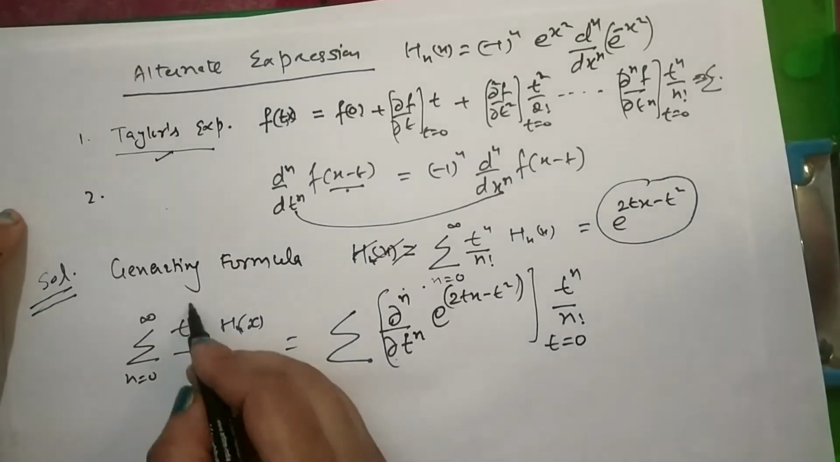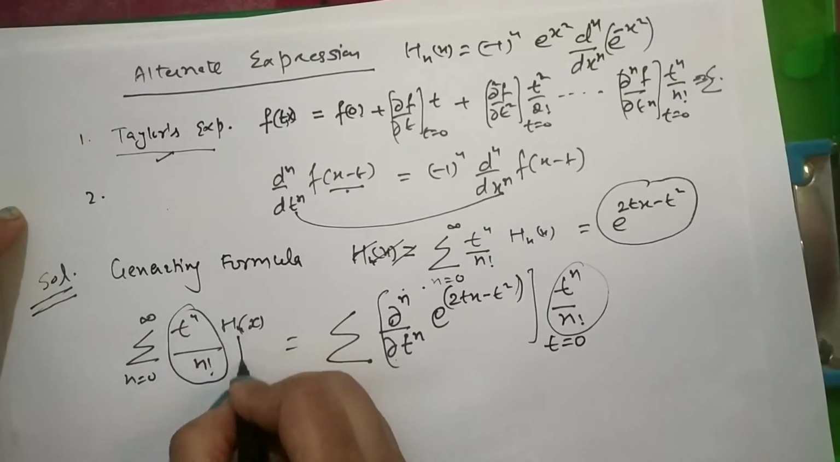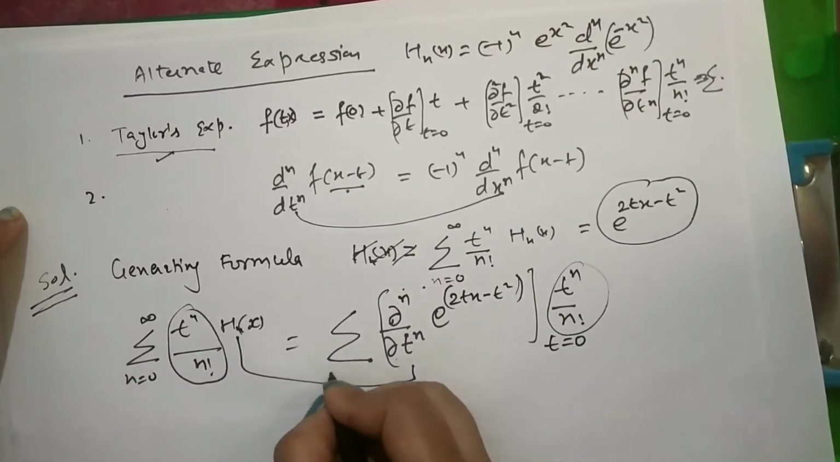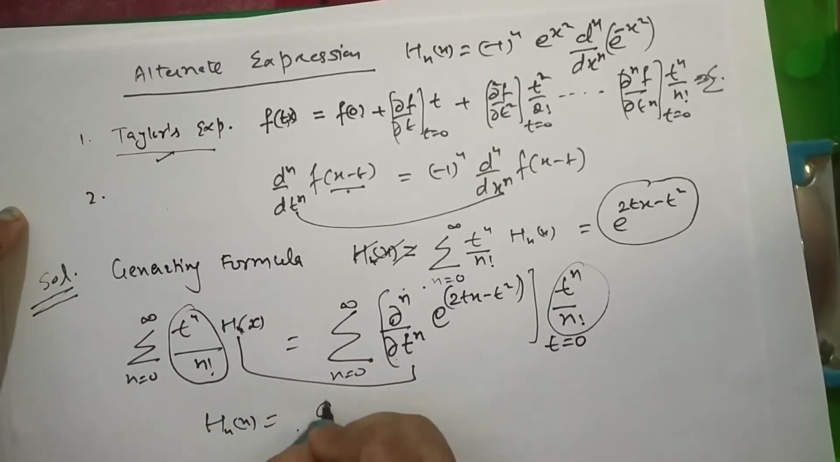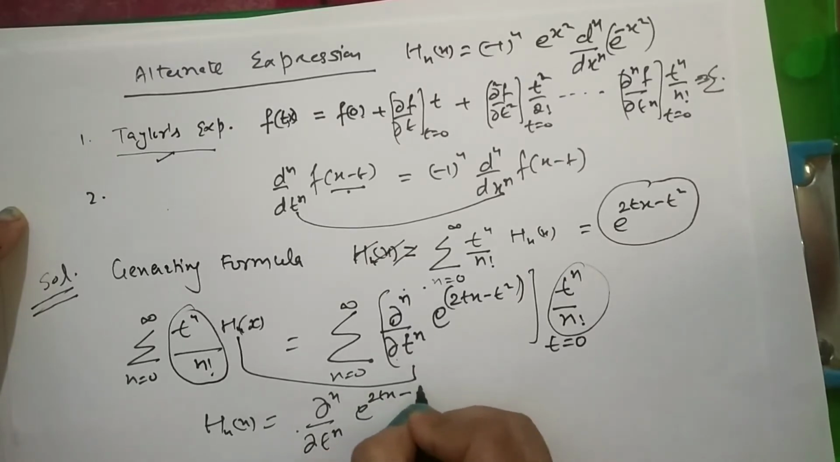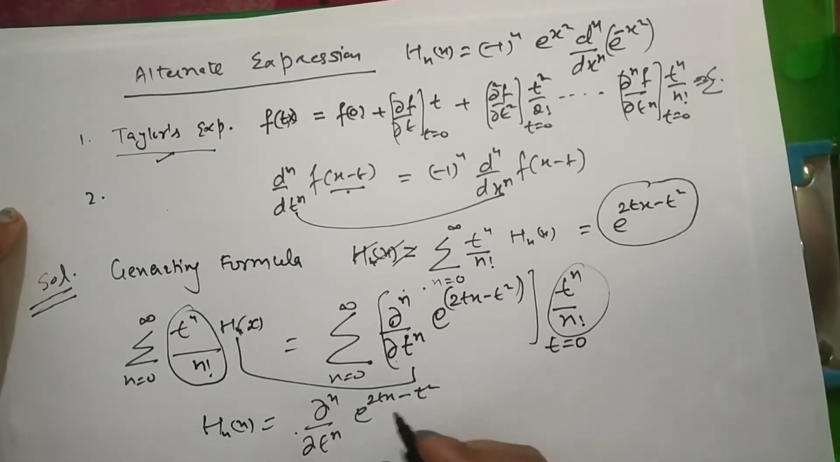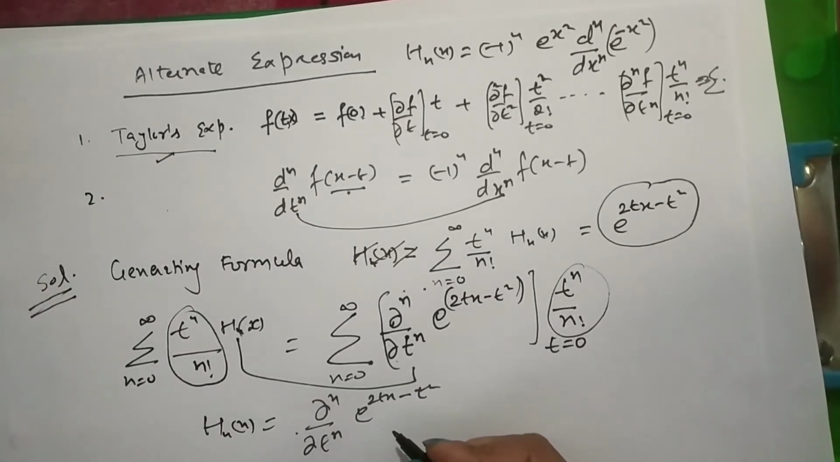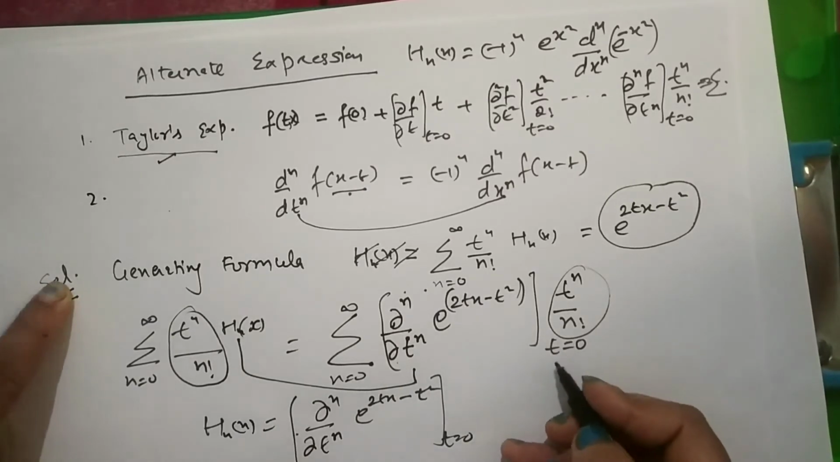Now comparing both sides, we can see these two terms are present on both sides. So this will be equal, because both sides are equal. Everything else is equal. So we will have H_n(x) as the partial derivative of e raised to power 2tx minus t square with respect to t. And also t is equal to 0, that we are going to use. T is equal to 0, it is here.